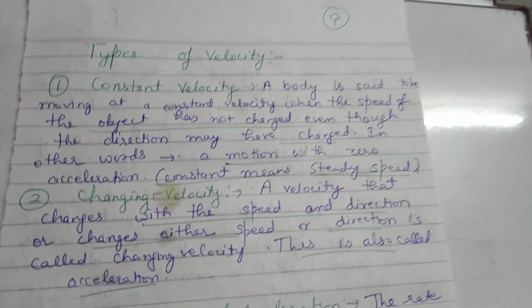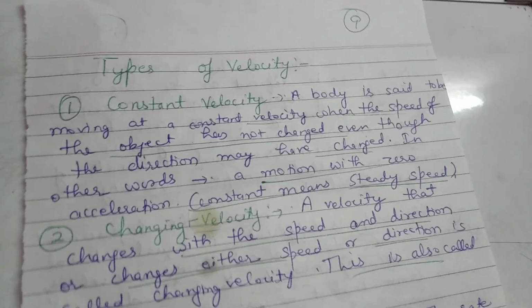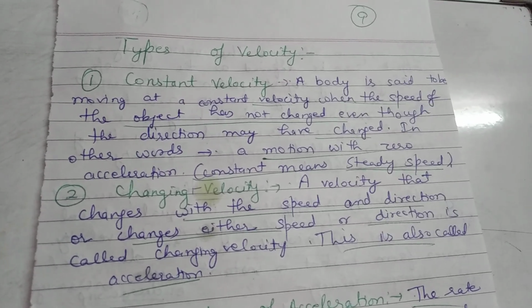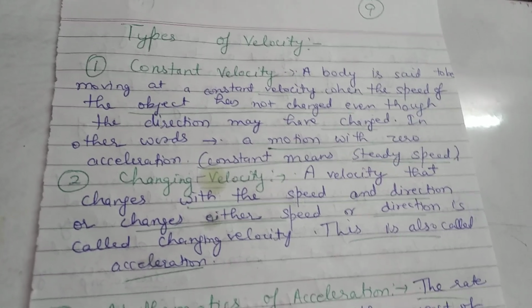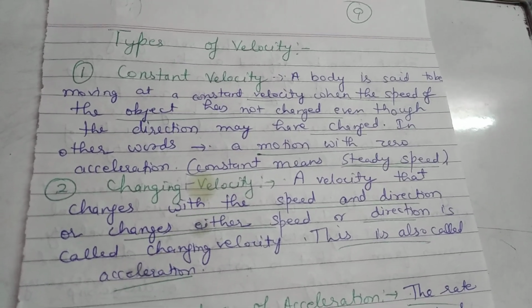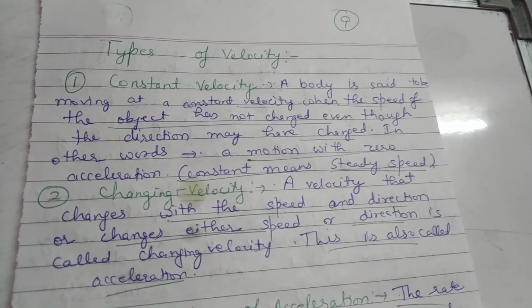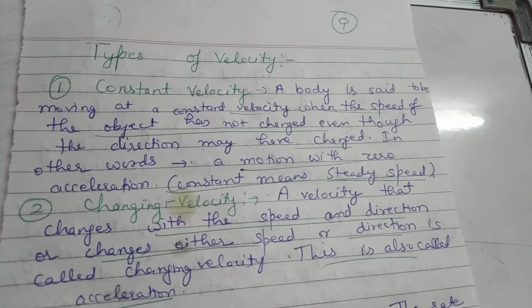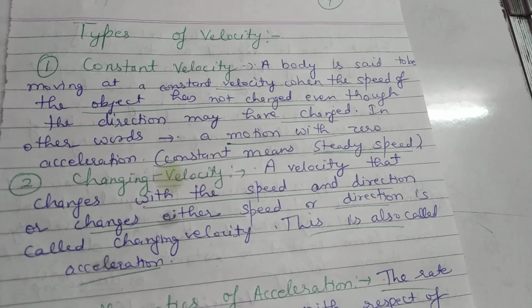It means that a body is said to be moving at constant velocity when the speed of the object has not changed, even though the direction may have changed. In other words, it is a motion with zero acceleration. So constant velocity is a motion with zero acceleration, and constant means steady speed.